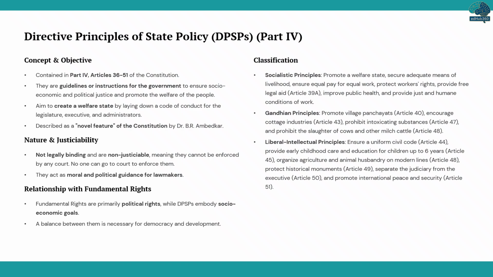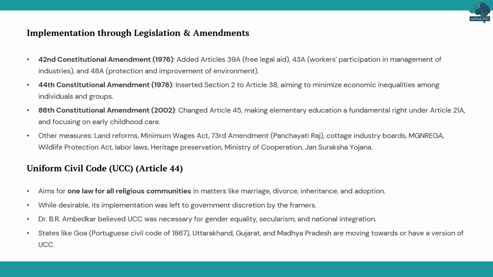Many DPSPs have been implemented over time through various laws and constitutional amendments. The 42nd Amendment in 1976 added important articles related to free legal aid, workers' participation in industry, and environmental protection. The 44th Amendment in 1978 aimed to minimize economic inequalities, and the 86th Amendment in 2002 notably made elementary education a fundamental right, shifting its focus from a DPSP.